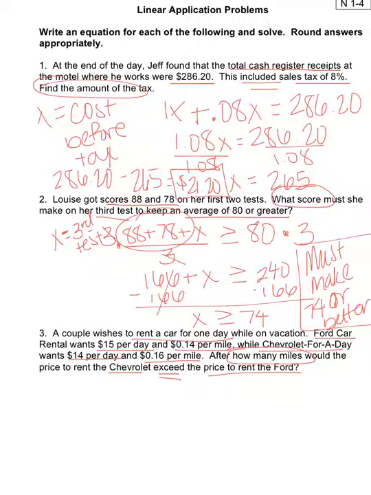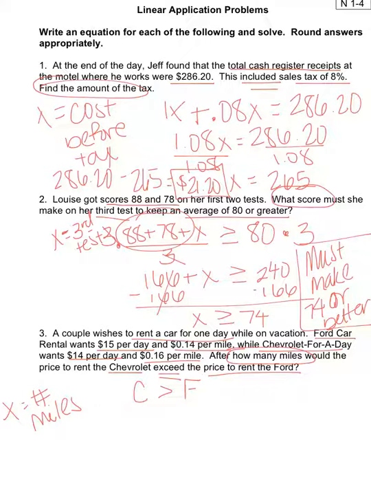So we're trying to figure out the number of miles. So I'm going to say x is going to represent the number of miles. We want the Chevrolet price to exceed, which means go over. So we want Chevrolet to be greater than the price for the Ford. Okay, so now we can set it up.